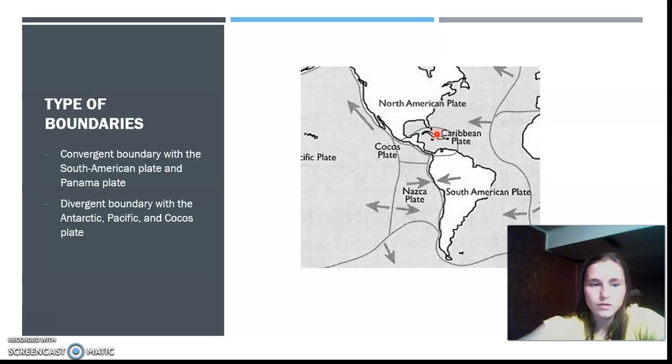Alright, so types of boundaries. Between the South American and the Nazca plate, there is a convergent boundary, which is where they go towards each other. And the Panama plate, which should be right around in there, is also a convergent boundary. There's divergent boundaries between the Pacific, Antarctic, and Cocos plate. And this convergent boundary right here is actually a subduction where the Nazca plate goes underneath the South American plate.